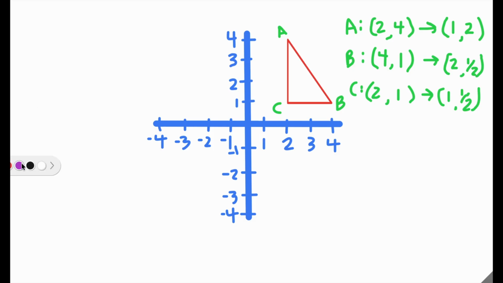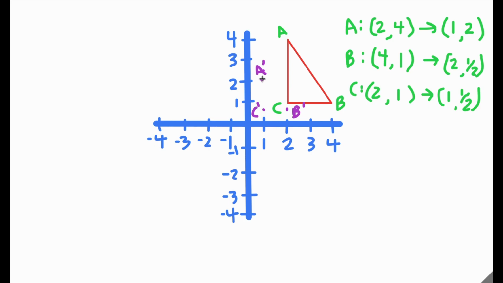For this one, we're going to graph this on the same graph as the pre-image, just so you can see them side by side. We'll do it in different colors so it's not as confusing. Okay, so for A prime, we said that it's at 1, 2. Let's do that right here. A prime. And then B prime, we said is at 2, 1/2. So probably about here. That's B prime. And then C prime, we said is at 1, 1/2. So about here. That's C prime.